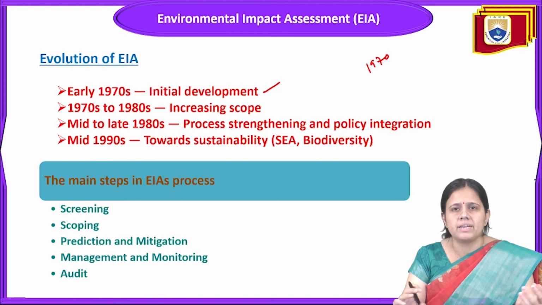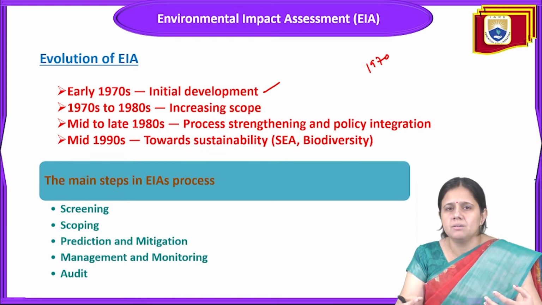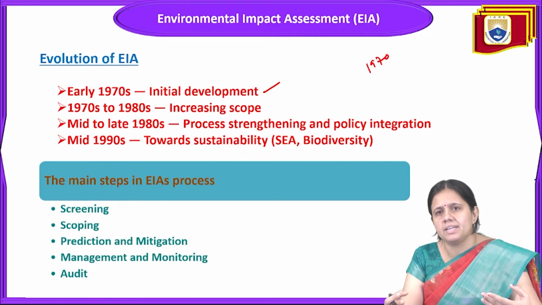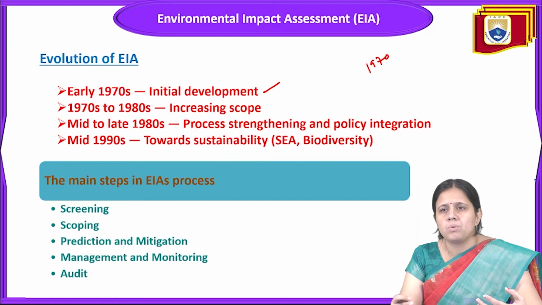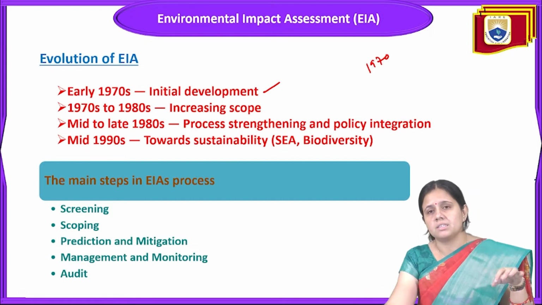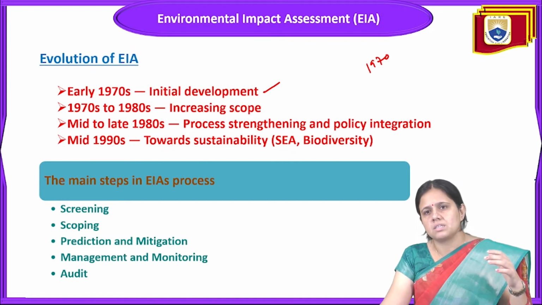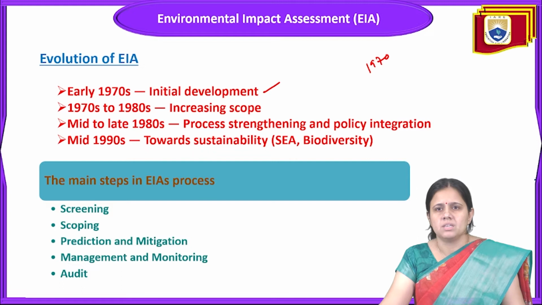In the era of 1970 to 1980, they were increasing the scope of the EIA. Means they started working on the EIA processes and what scope should be there for this EIA. And in the mid to late 1980s, they started some processes strengthening policy integration. And in the mid 90s, they started moving EIA towards sustainability. Means people started thinking towards sustainability and biodiversity.